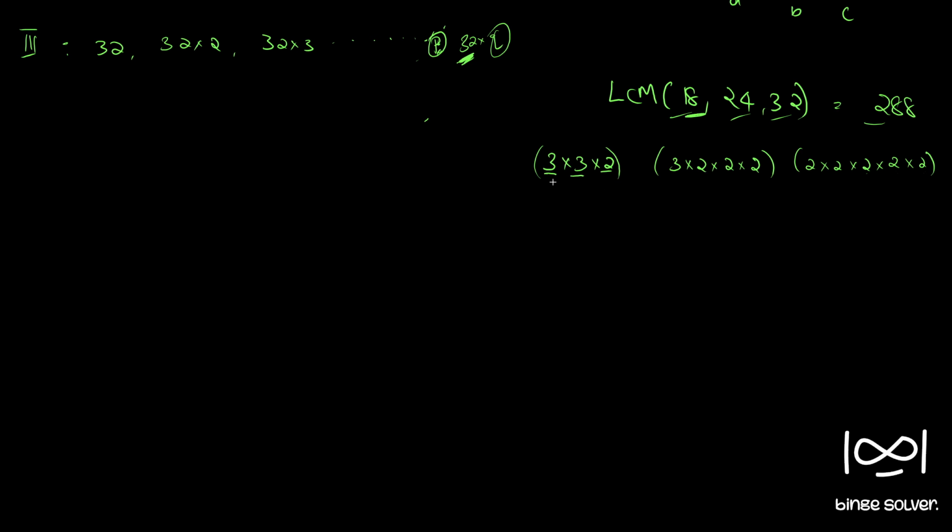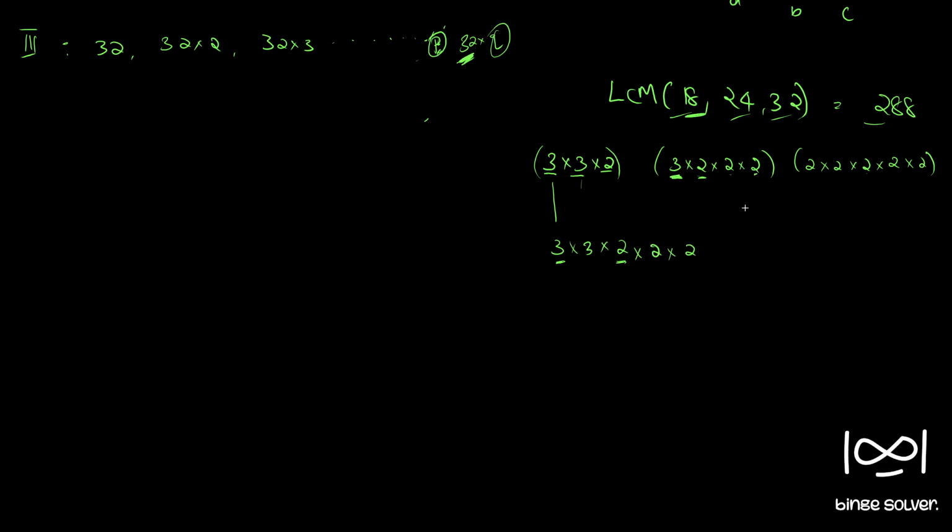So for example, we take 3. Now we take 3 and 2. Next, when we consider this, 3 is already there, so we skip that. And 2 is already there, so we skip that also. Then another 2 is coming, so we will take 2, and another 2 is coming, so we will take that also.